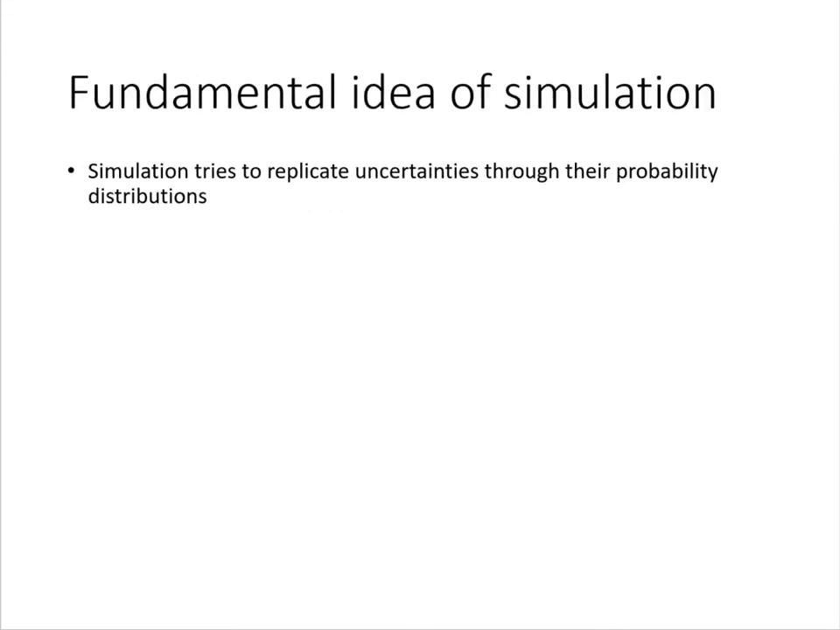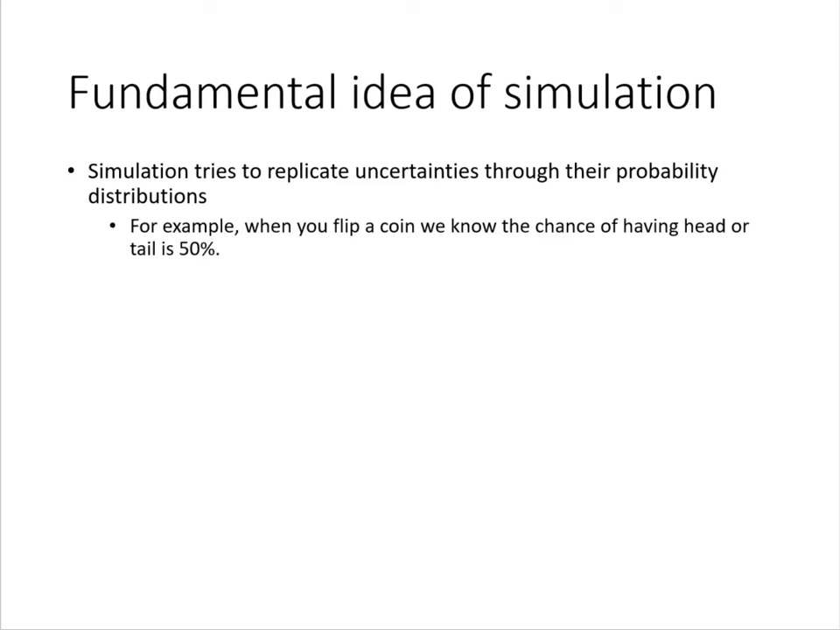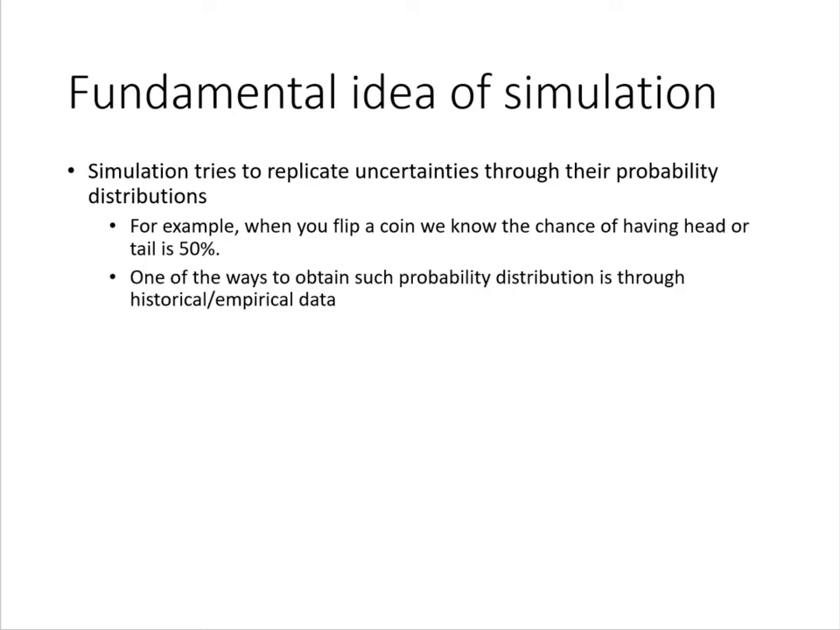One of the fundamental engines for simulation is to replicate the uncertainty through their probabilities. For example, let's say you want to simulate the result of flipping a coin. You know the possible outcomes are head or tail, and these outcomes have 50-50 chance to occur. To simulate this, all you need to do is to have some kind of mechanism that can generate two possible outcomes with equal probabilities. The challenge in most real cases is how do we get the probabilities for the possible outcomes?